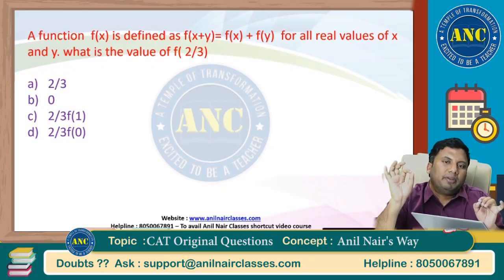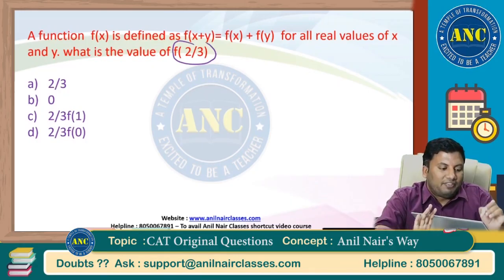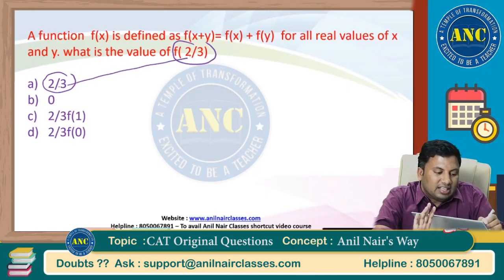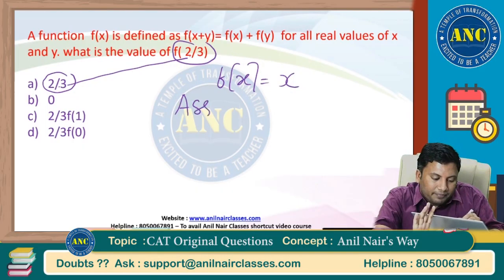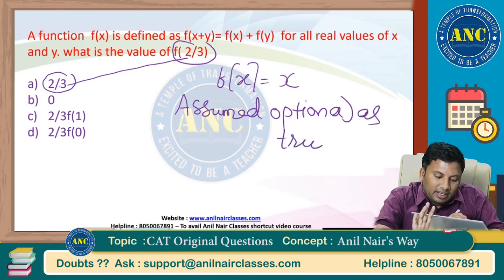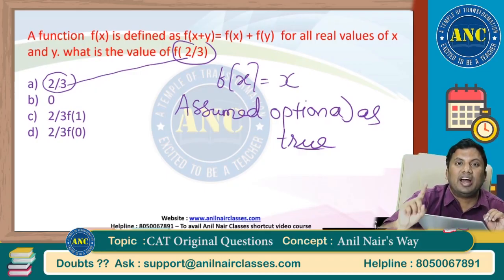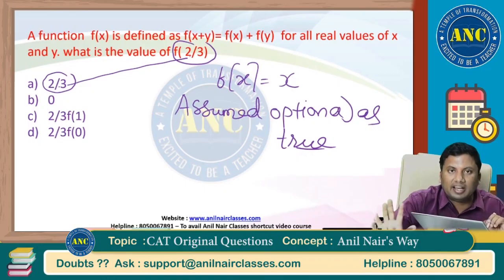What I said is, the first statement before I solved is f of 2 by 3. First option is also 2 by 3. It seems like this and this are same. There I wrote it as f of x equivalent to x. I assumed option A as true. I never derived that f of x is a linear function. Go back to that question and read the first 5 seconds. I hope it is clear.